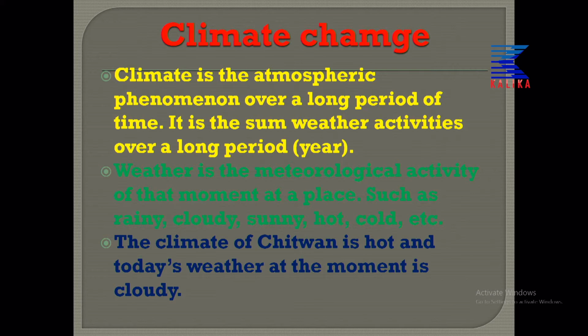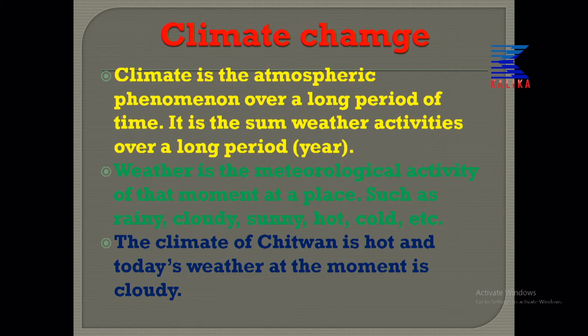So climate is the atmospheric phenomenon over a long period of time. It is a sum of weather activities over a long period that can go over a year. For example, it's raining, that's a weather. It's sunny, that's a weather, and it's cloudy, that's a weather. But what is the totality of weather conditions over a long period, such as up to a year? That's the climate.